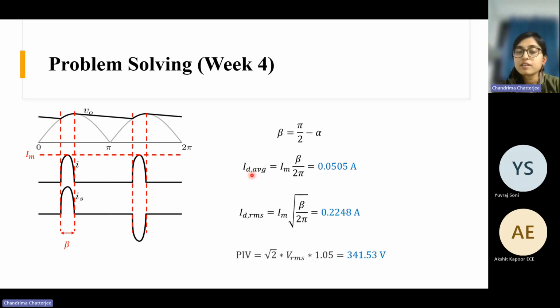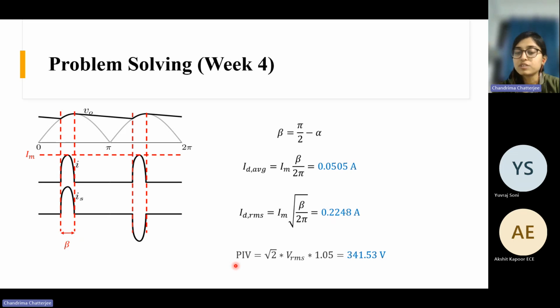After that, I have calculated the diode average current and RMS current. Diode average current is nothing but beta by 2 pi, because two diodes conduct during the positive half cycle and the other two diodes conduct during the negative half cycle. So in a complete cycle, each diode conducts for beta duration and the total duration is 2 pi. So the average current becomes beta by 2 pi and the RMS current is the square root of this. So these are the values.